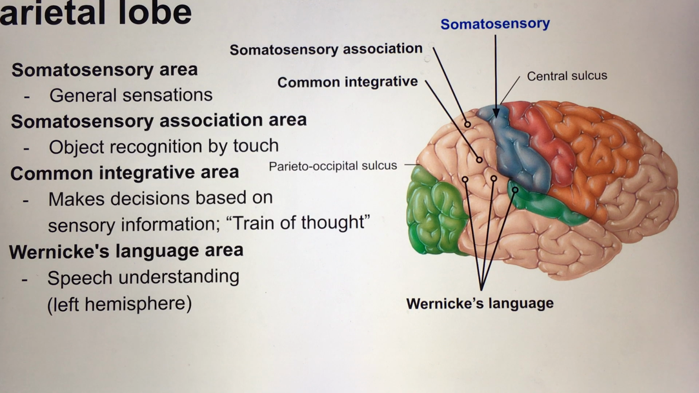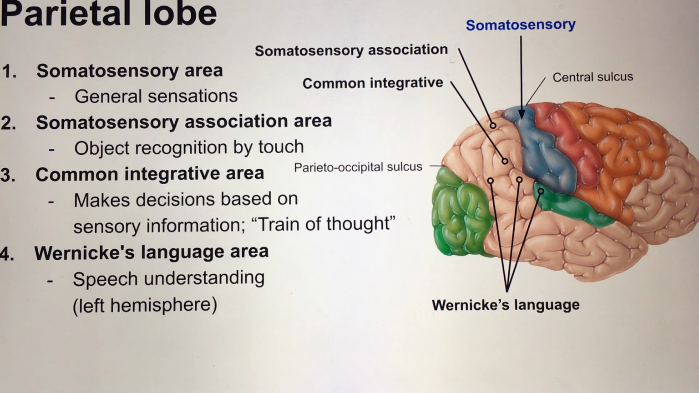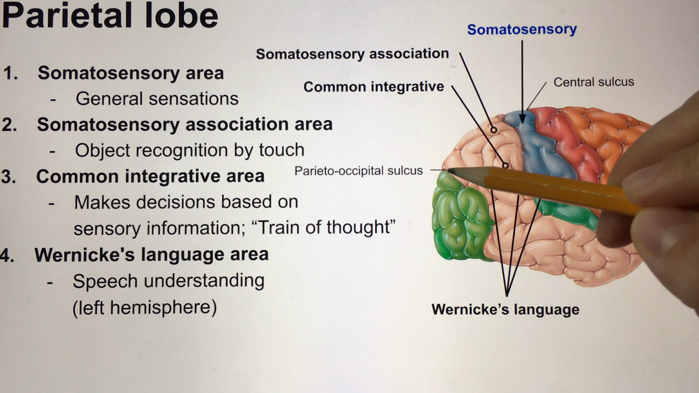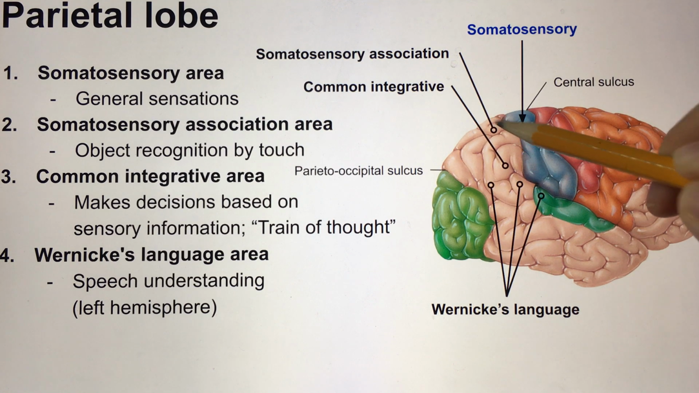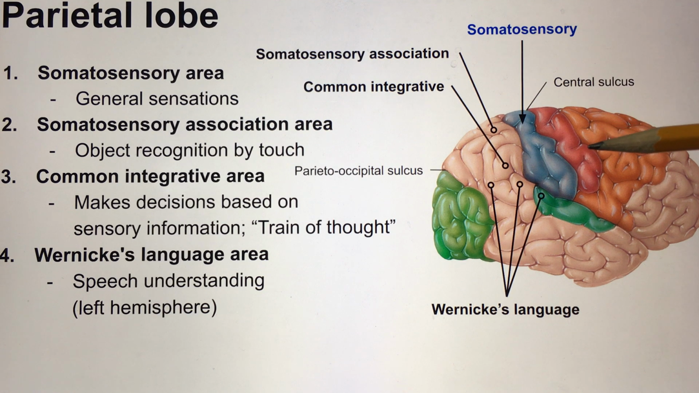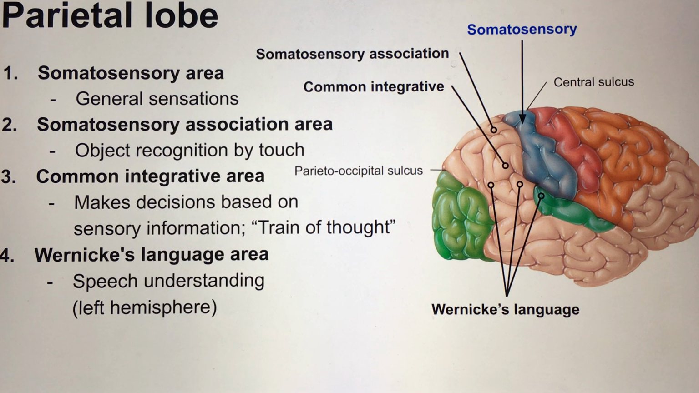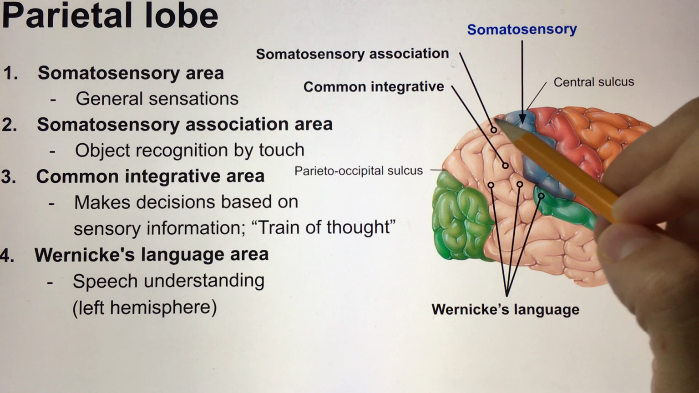Next lobe is the parietal lobe. The parietal lobe is involved in somatosensory sensations, and it's highlighted here in blue and pink, all of this here. So it's got several important areas. The first one, the closest one to the frontal cortex, is this blue area called the somatosensory area, and this is where the general sensations are perceived, like sensations of pain, touch, temperature, and proprioception.